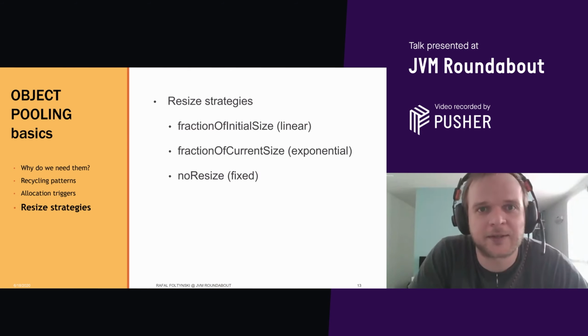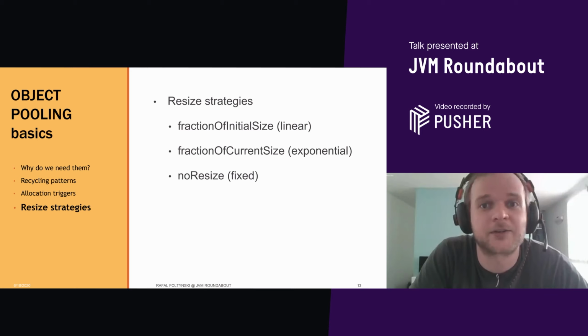Now, when it comes to resize strategies, you can resize linearly by a fraction of the initial size. For instance, if you have 100 elements and you would like to resize by 50%, your pool is going to have 150, then 200, 250, 300 objects.